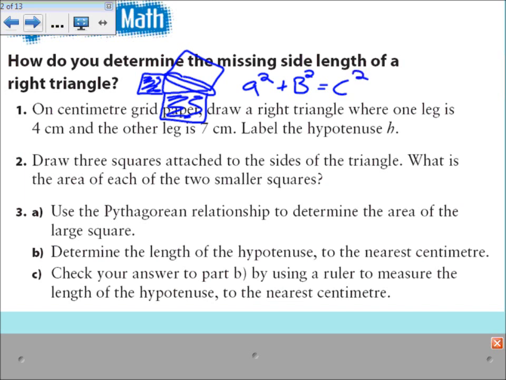Determine the length of the hypotenuse to the nearest centimeter, and then check your answer from part B by using the ruler to measure the length of the hypotenuse to the nearest centimeter. So you guys can do that at home if you need extra work. If you're going to do that, pause it, and then we'll move on from here.